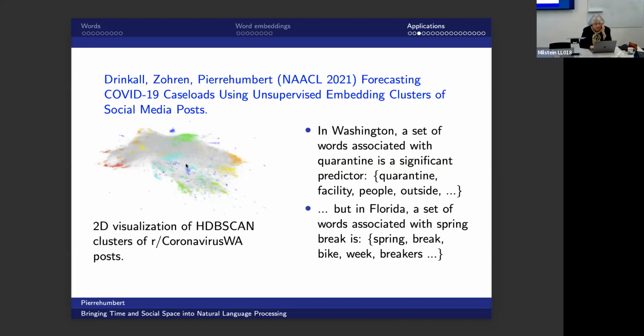So now here we have all these posts from Washington, and we have some colored regions that were clusters determined to be relevant to the prediction task. In Washington, one of those clusters is around the concept of quarantine, which was much discussed when Washington was the state that got hit first. But in Florida, we run the same algorithm, no hand tailoring, nothing. At a different time, we get a very predictive cluster associated with spring break. Right, because all these people converged for spring break and went wild.